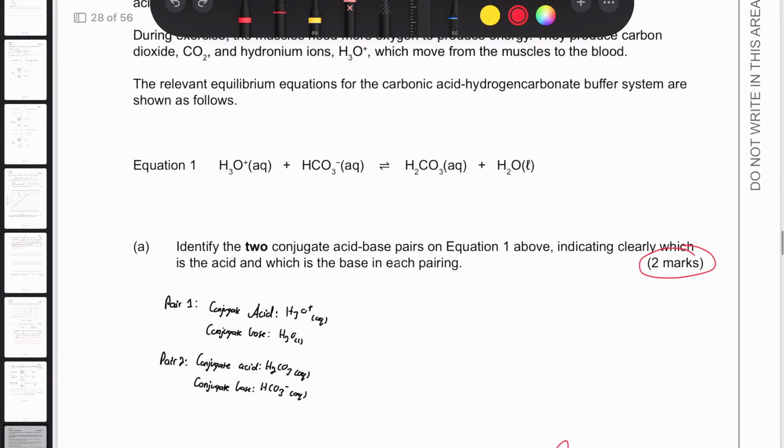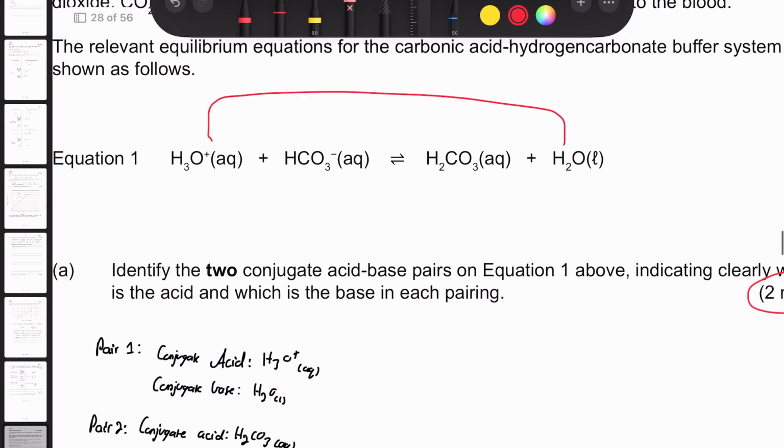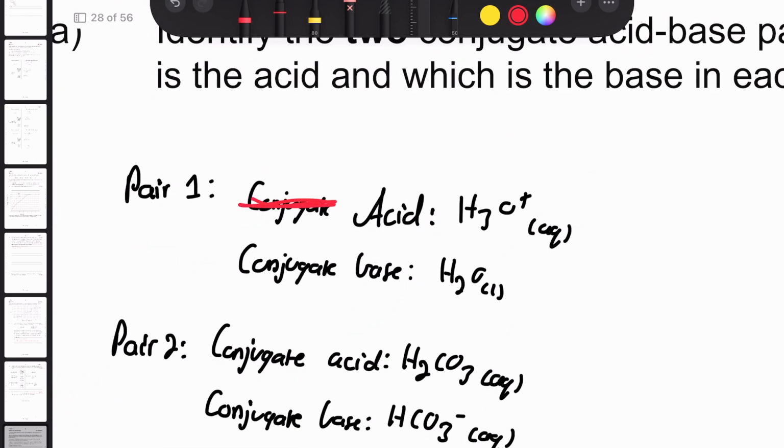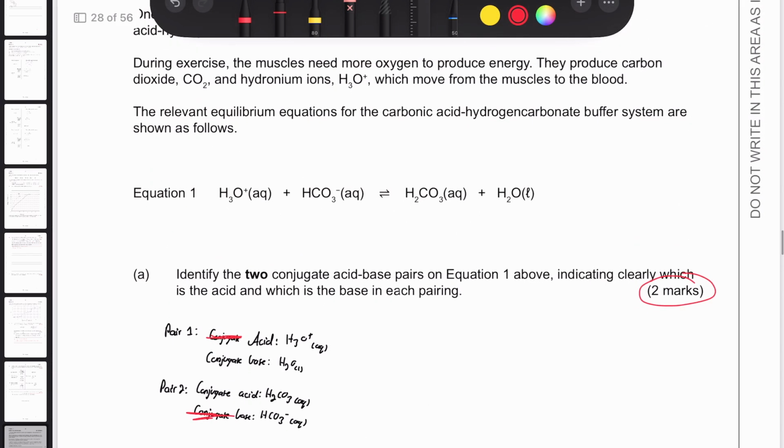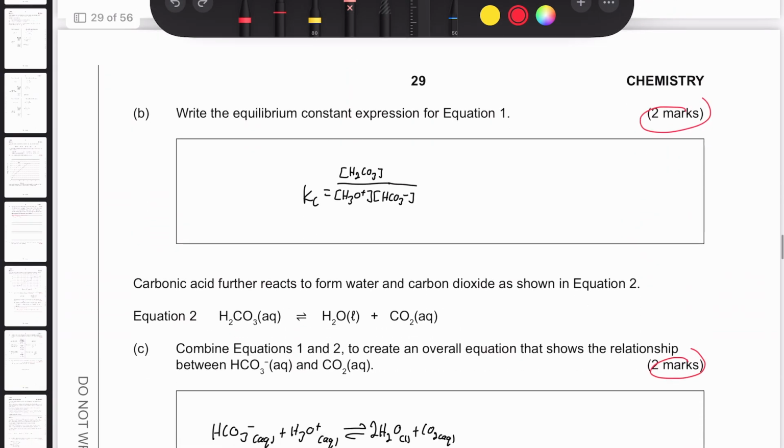For this, you could have just labeled them like this. And also, you didn't need to say that this was the conjugate acid; you could have just said that was the acid, and that was the base. Which is the base pairing. So yeah, 2 marks there.